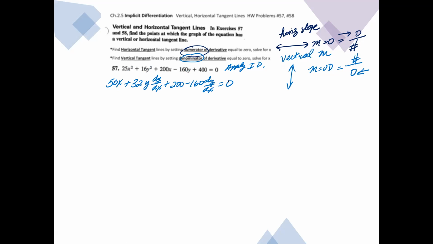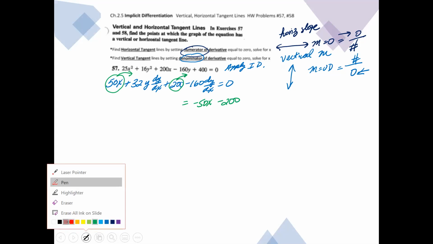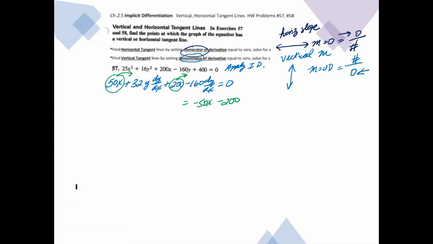Next, I'm going to try to solve for my dy over dx, so I am going to move a few things around. Anything that doesn't have a dy over dx, like the 50x, I'm going to move over to the right side. The 200 will be moved over to the right side as well, so it'll be a negative 200. And then what remains here is the dy over dx, which I'm going to factor out. So dy over dx, and what stays inside the parentheses is 32y minus 160.